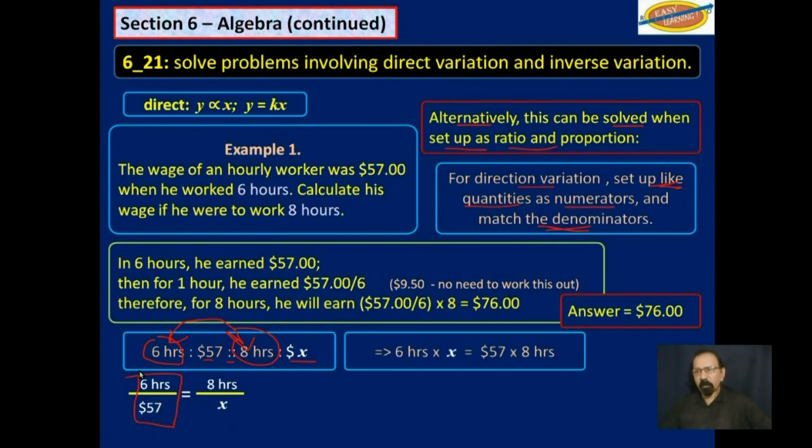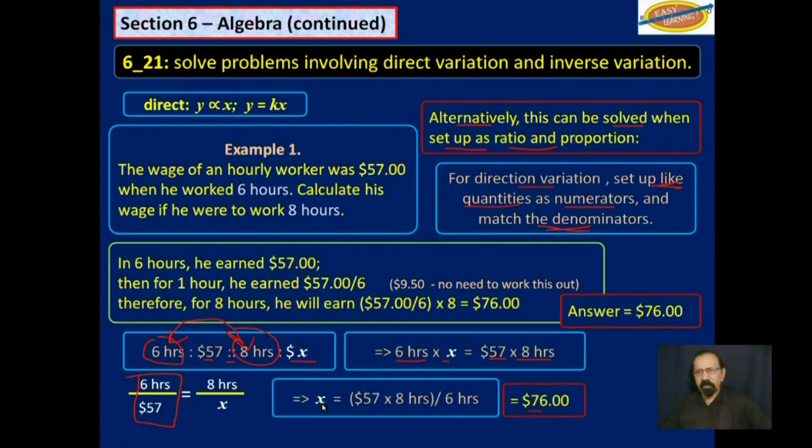So if you cross multiply, you get 6 hours times x is equal to 57 times 8. Divide both sides by 6. And so you get the same $76. So you can do it that way, if you like. But do it the easiest way, unless you are told to do it another way.